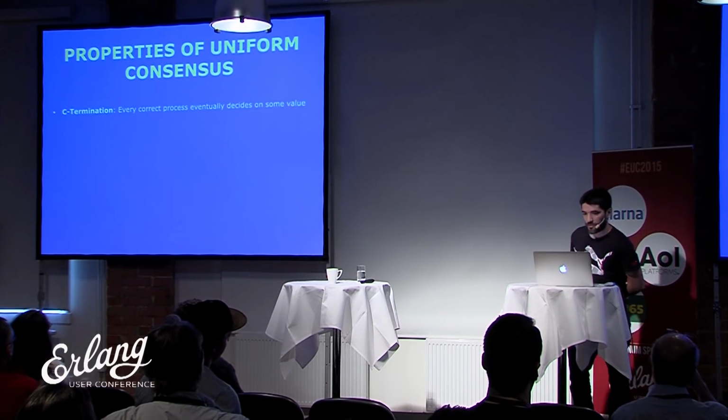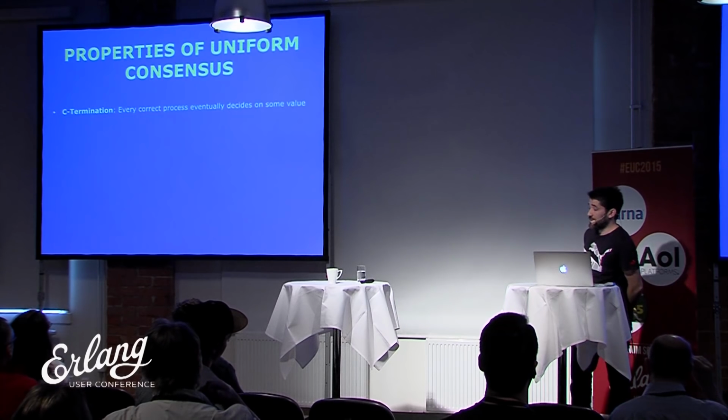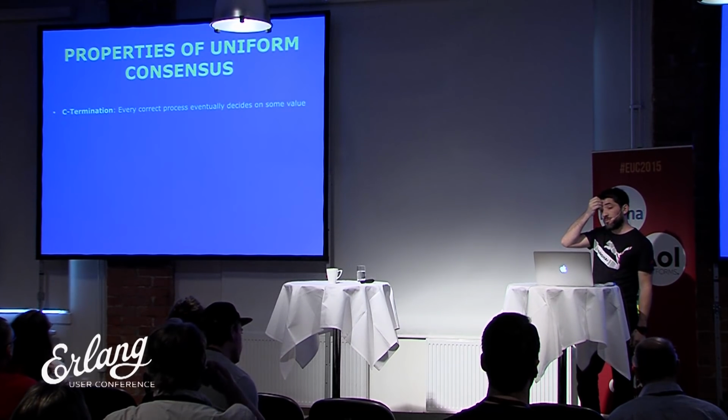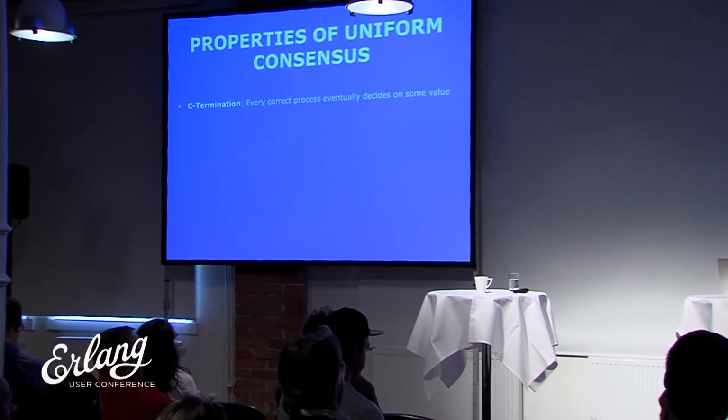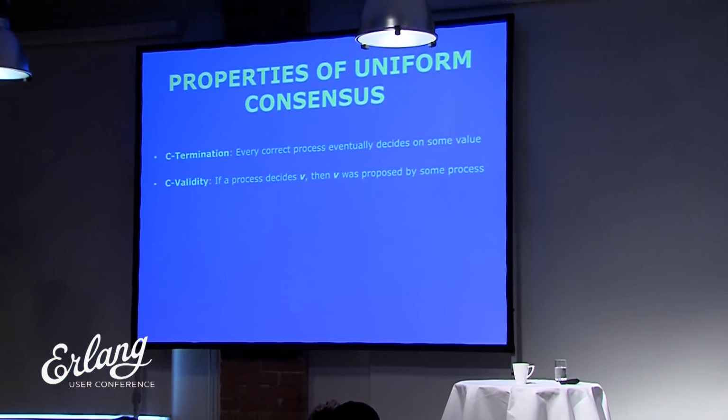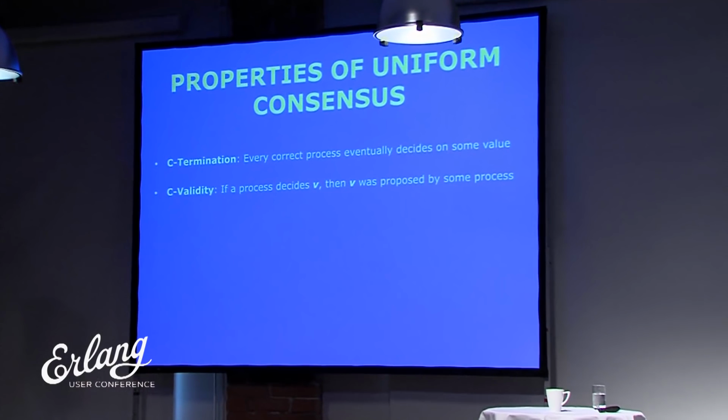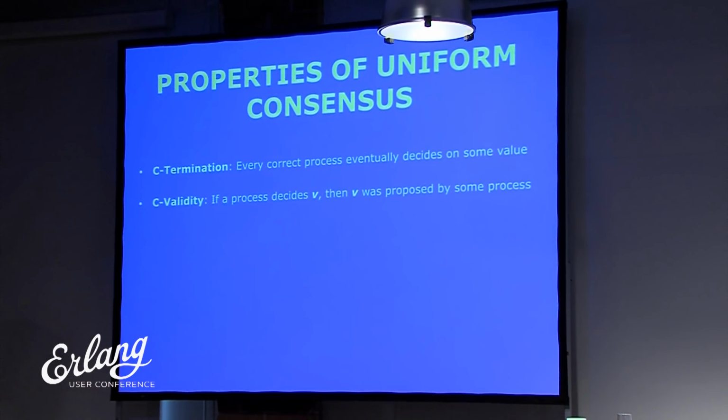So what are the properties of consensus? Or uniform consensus, sorry. Termination is the first one, which means that every correct process eventually decides on some value. Then there is validity, which means that if a process decides V, then that value V was proposed by some process. You cannot come up with a value out of thin air. It is based on the state since the algorithm started executing, and all the states that were taken reached some state, whatever that is.